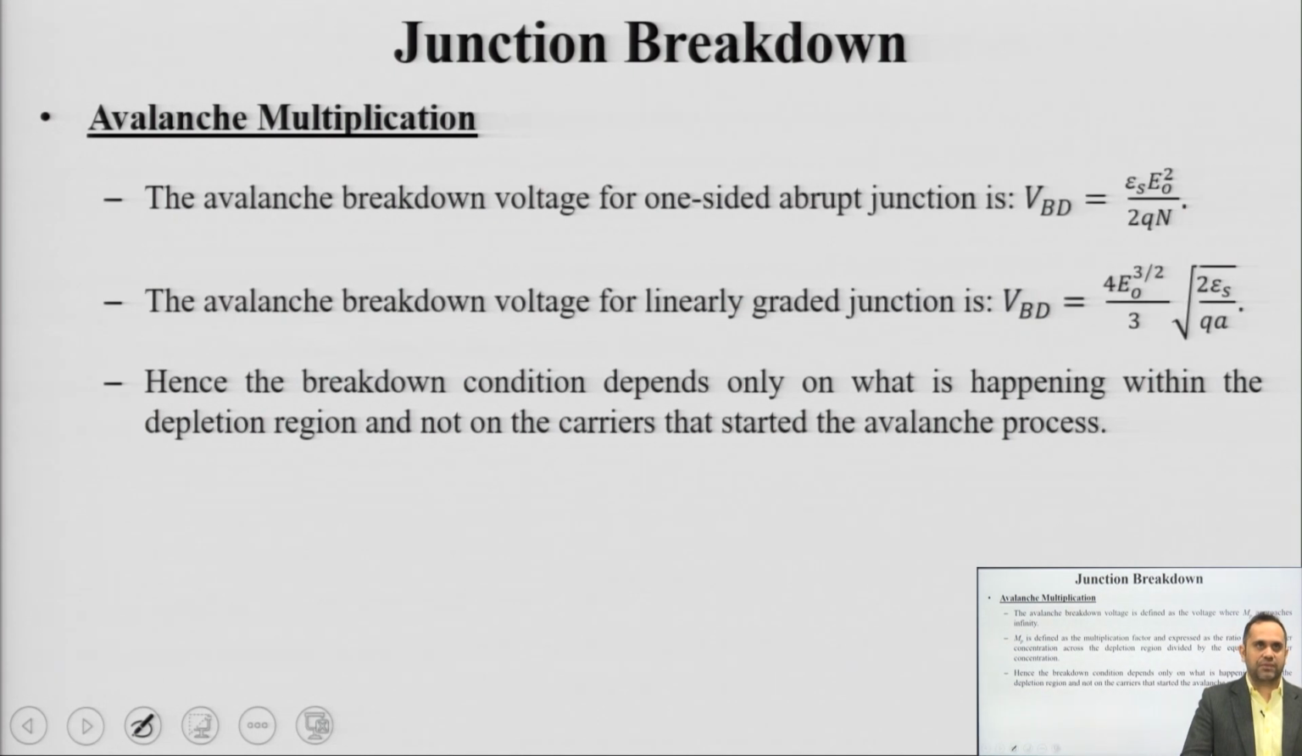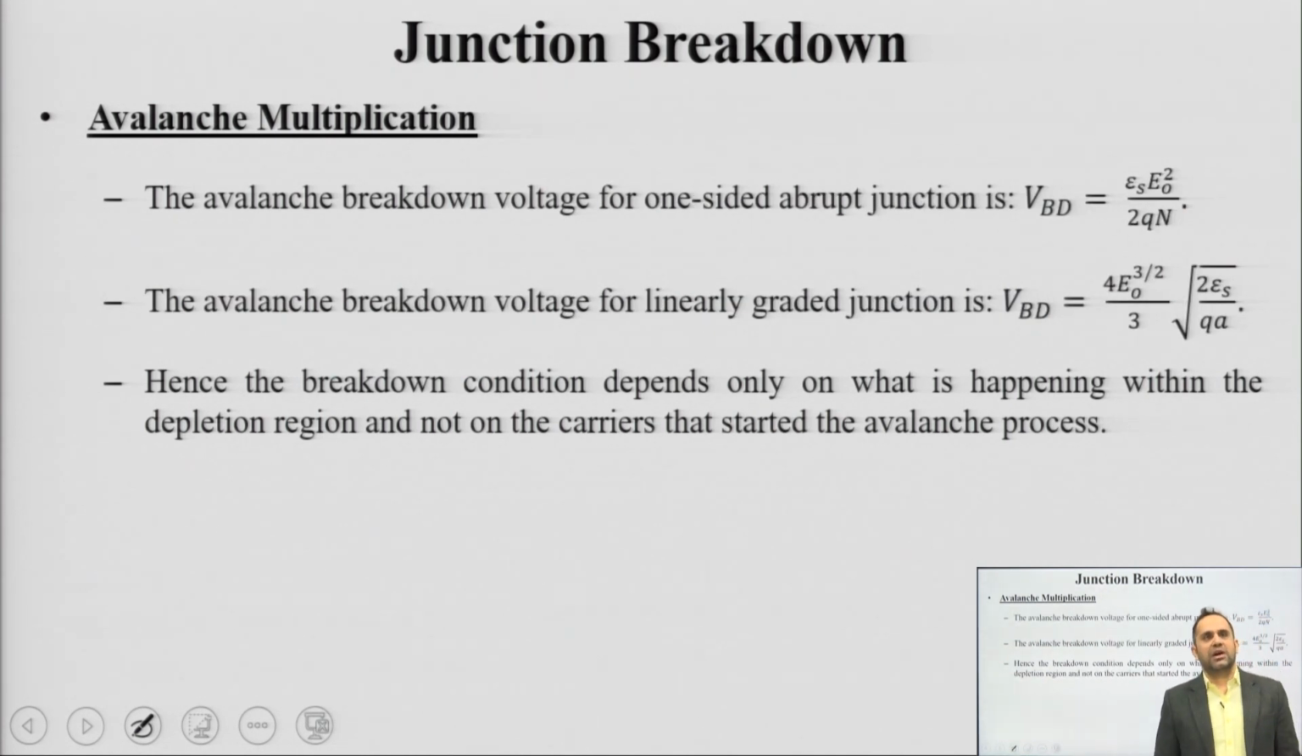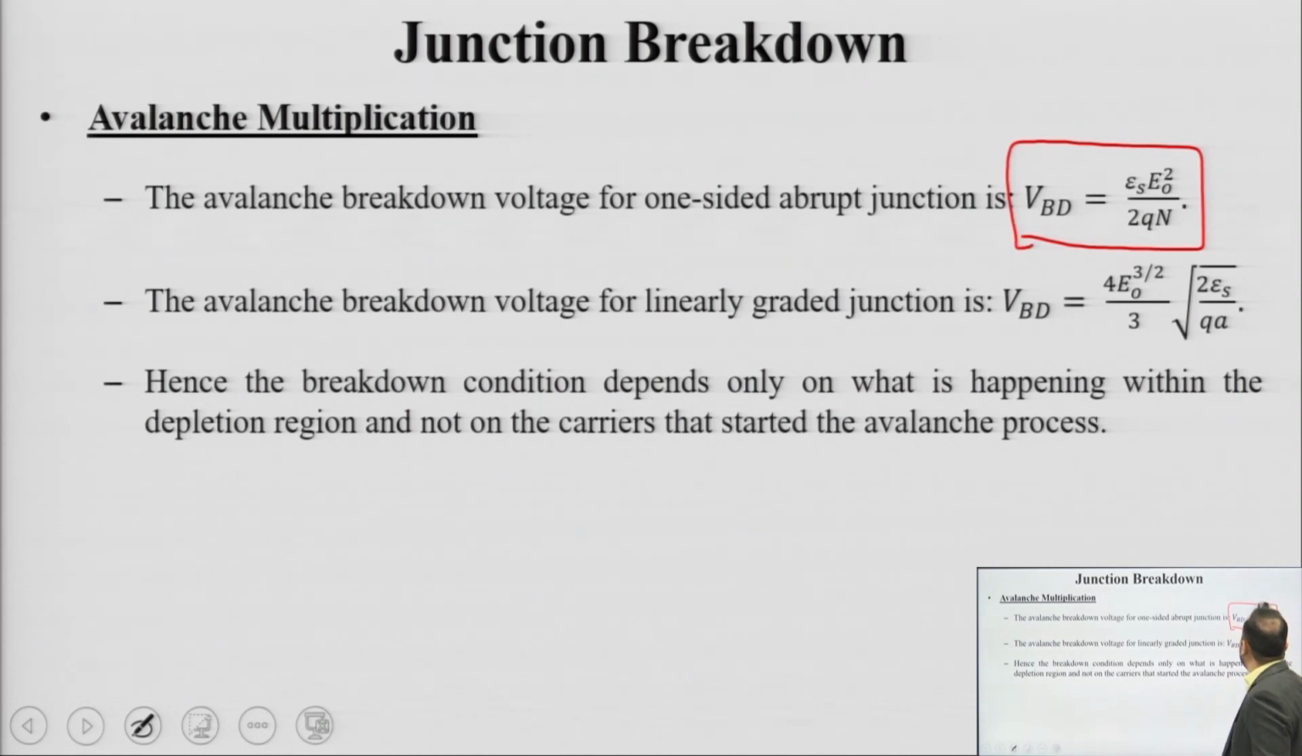So, avalanche breakdown for a one sided abrupt junction. Whenever we say one sided abrupt junction, we mean doping is very high on one side as compared to the other side. So, wherever doping is low, most of the depletion region is on that side only. Okay. So, this is the breakdown voltage. E naught is the peak electric field, N is the doping on the higher side, epsilon as E naught square by 2 q N.